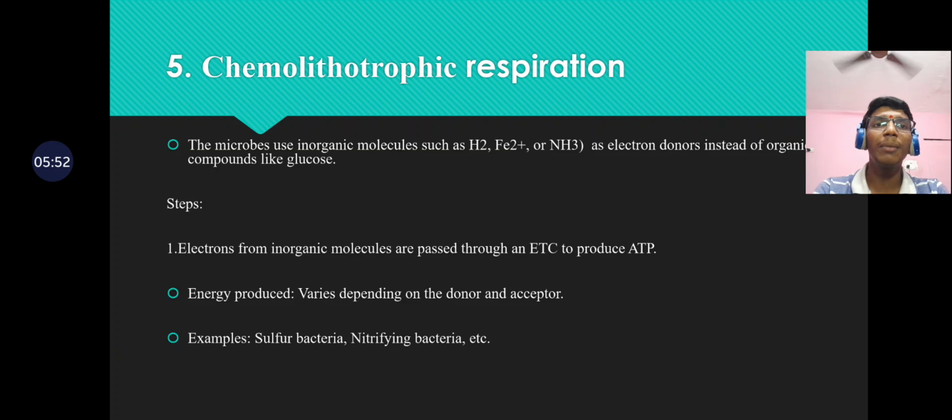Some examples of microbes which use chemolithotrophic respiration are sulfur bacteria and nitrifying bacteria.